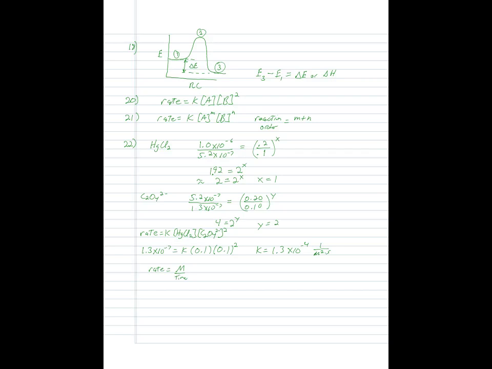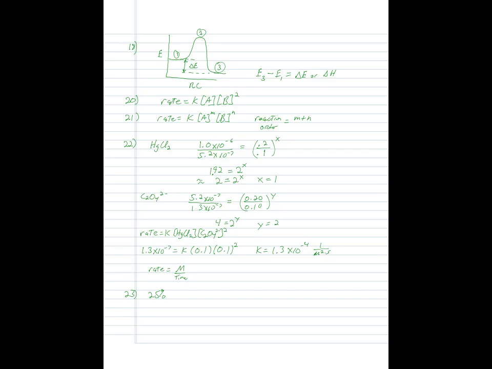Okay? All right. That was 22. 23. Yes. 23 says, for a particular first-order reaction, it takes 48 minutes for the concentration of the reactant to decrease to 25% of its initial value. What is the value for the rate constant in inverse seconds for the reaction? Okay, this problem has a couple of sneaky little twists to it. One sneaky twist is that they gave you 25% of its original value.